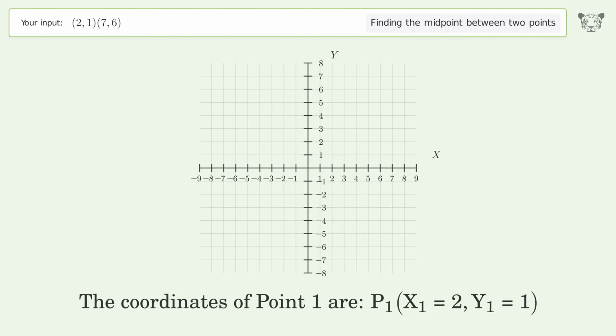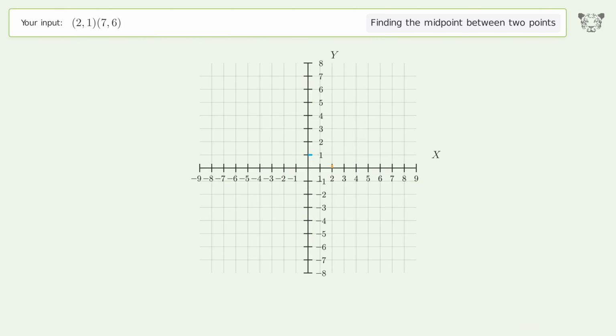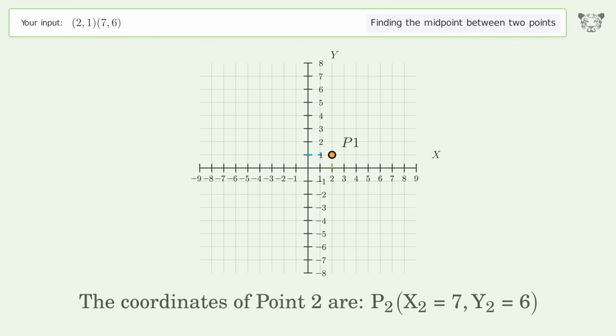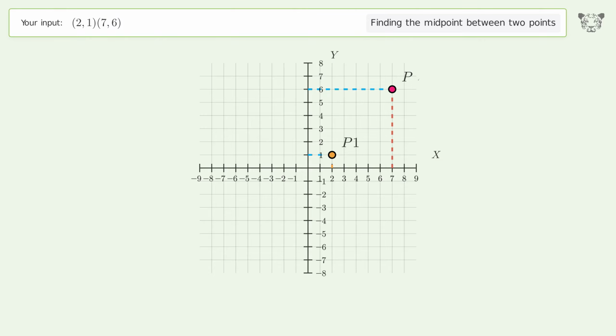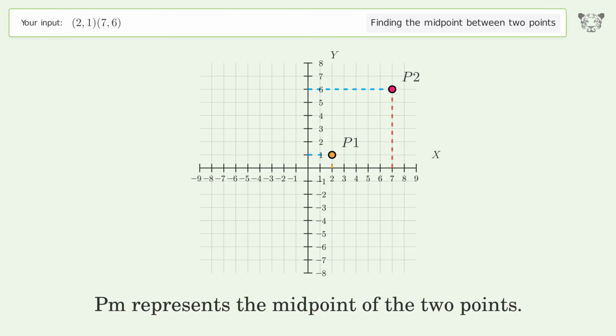The coordinates of point 1 are x1 equals 2, y1 equals 1. The coordinates of point 2 are x2 equals 7, y2 equals 6. PM represents the midpoint of the 2 points.